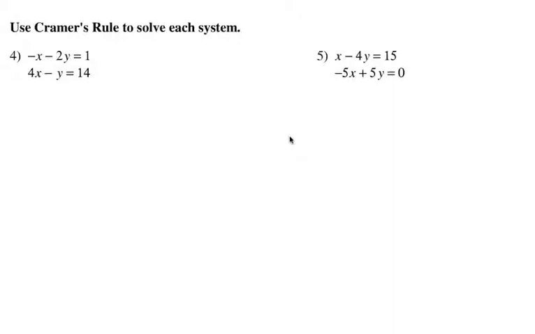All right, we're looking at numbers 4 and 5. We have 2 equations, 2 unknowns, and what you're going to do is, hopefully you've gone through the series and you know how to set up your matrices, and you're going to find the determinants and use Cramer's rule to solve for x and y. All right, pause the video and give both of those a try.